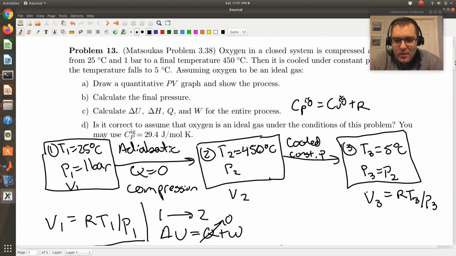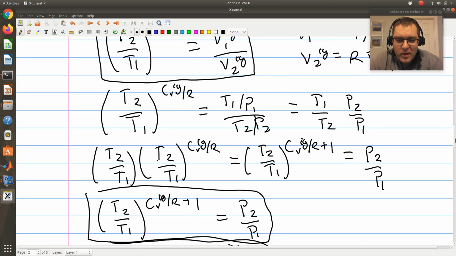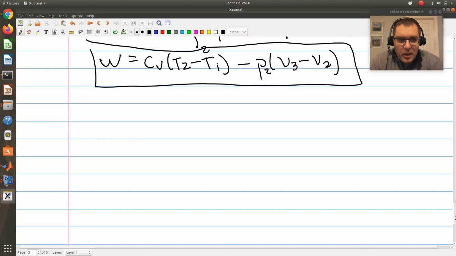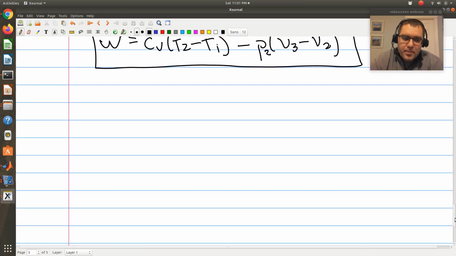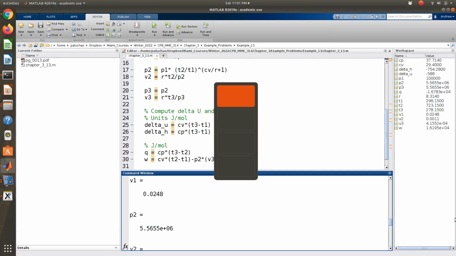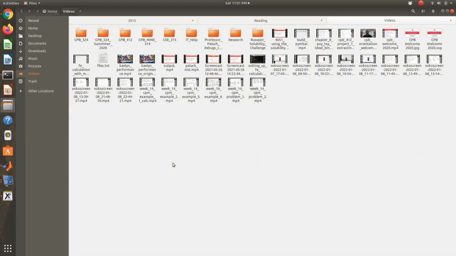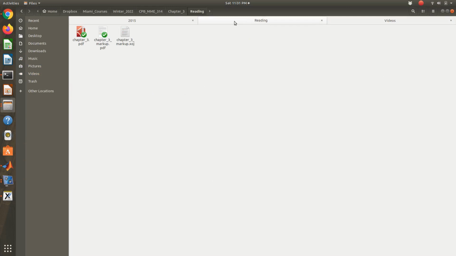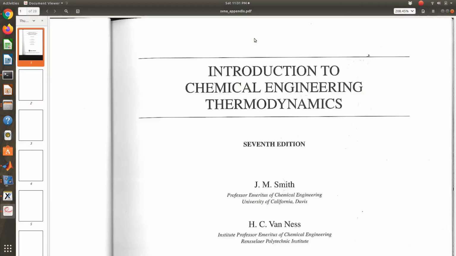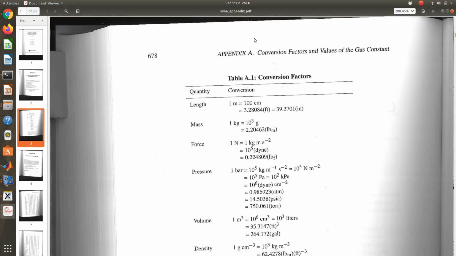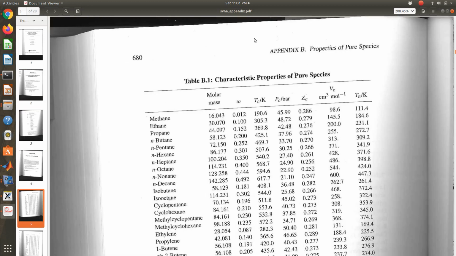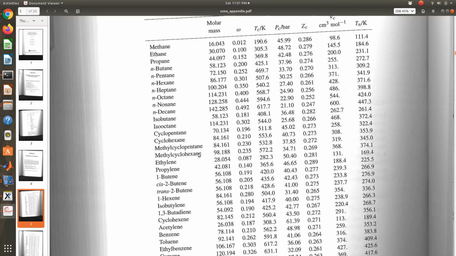And then the last problem is, can we assume that we have an ideal gas? I think it's reasonable. Let me open up our appendix from Smith, Abbott, and Van Ness, only because we can look at the Lee-Kessler tables and see where exactly we fall.